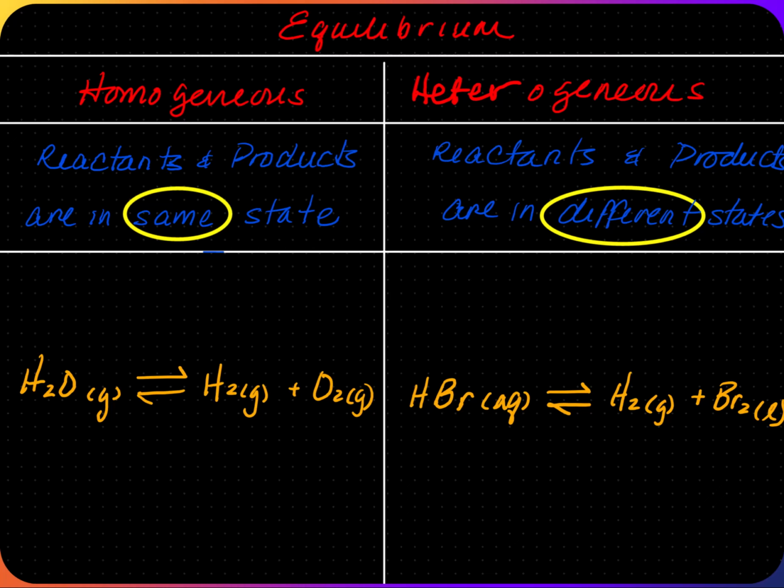Below, there are two reactions that are both decomposition. The water starts as a gas and it becomes hydrogen gas and oxygen gas. The hydrobromic acid starts aqueous and breaks into H2 gas and Br2 liquid.